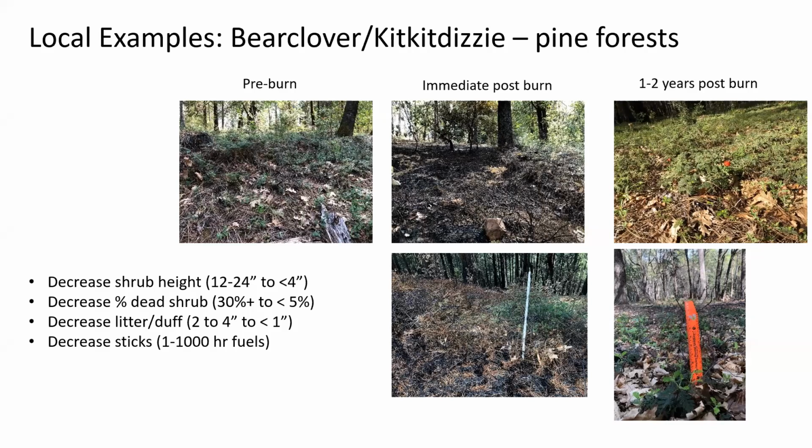The area below it had less consumption, and it was patchier. So there's still brown leaves on some of the bear clover, but it still consumed a lot of that resinous foliage, and so the fuel loading was greatly reduced.